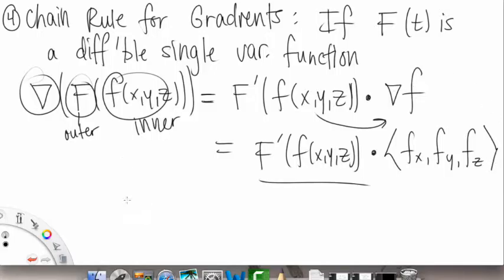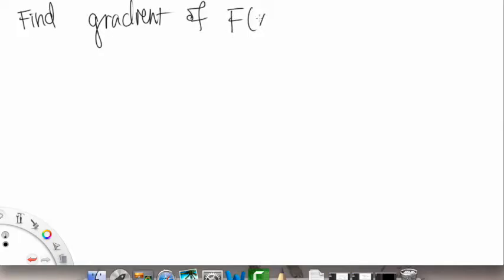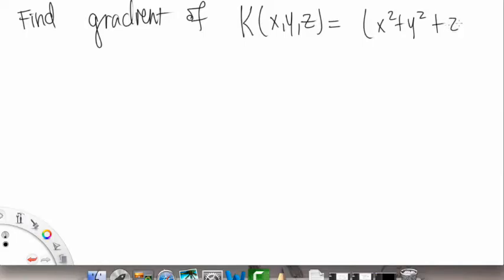Okay, so let's do an example of this last one. It can get a little bit tricky to begin with, so we'll start with that. What we're going to do is find the gradient of f of x, y, z, which is equal to, well, I'll actually use a different variable here. Let's say this is something like k of x, y, z, some function of 3 variables, equal to x squared plus y squared plus z squared, and this quantity is raised to the 7th power.